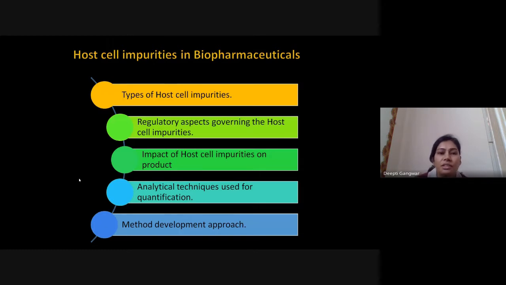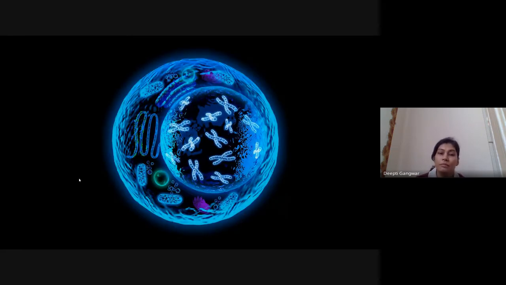So host cell impurities in biopharmaceuticals is our topic of concern today. What I will be talking about is: what are the types of host cell impurities? What are the various regulatory aspects which govern host cell impurities? What impact do these impurities have on the product? What are the various analytical techniques used for quantification? And finally, I will give you certain glimpses of how we are developing a method for quantification. Taking them and talking about them one by one.